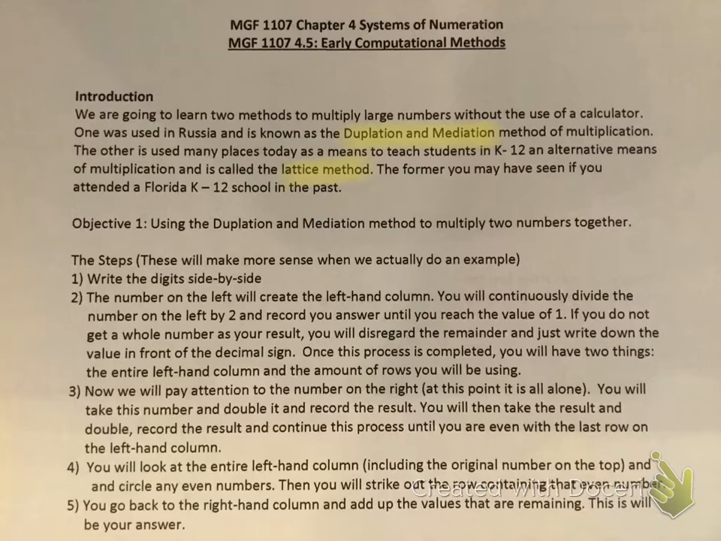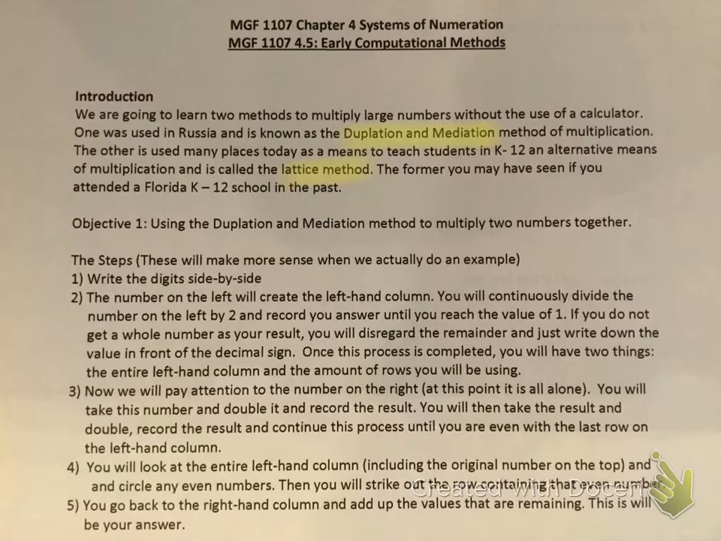If you don't get a whole number as your result, you will disregard the remainder and just write down the value in front of the decimal sign. For instance, if you get 5.5, you're just going to write the 5 down. Then you keep doing this process until you get down to the value of 1. At this point you will have the entire left-hand column done, and you will know the number of rows you will be using. The last row will have that value of 1 in it.